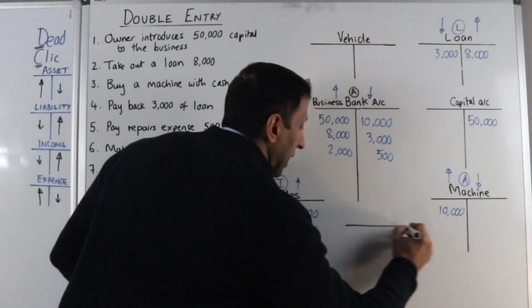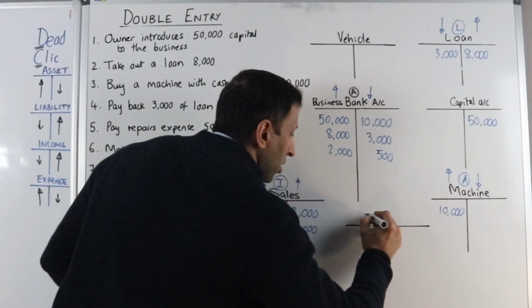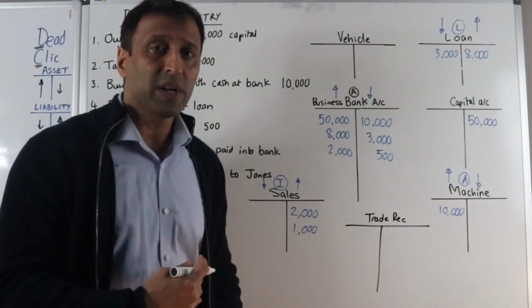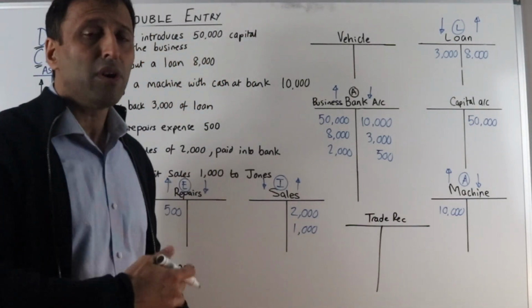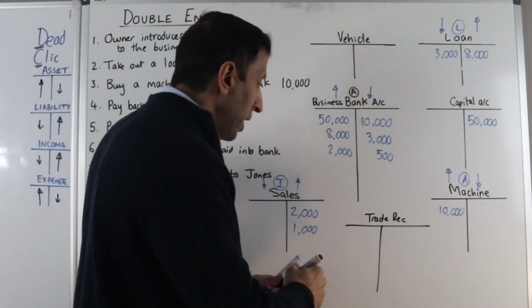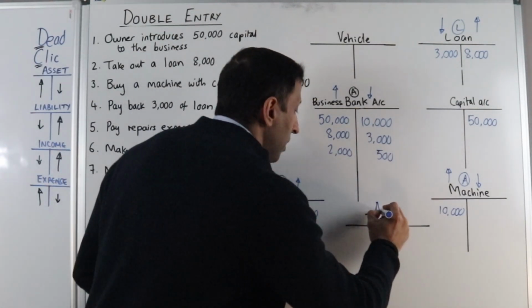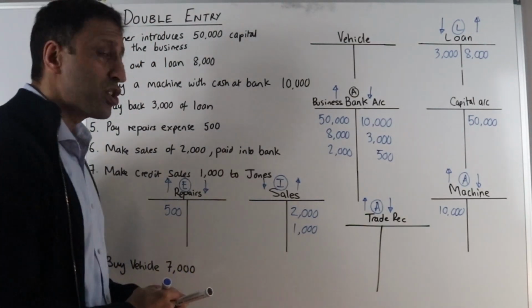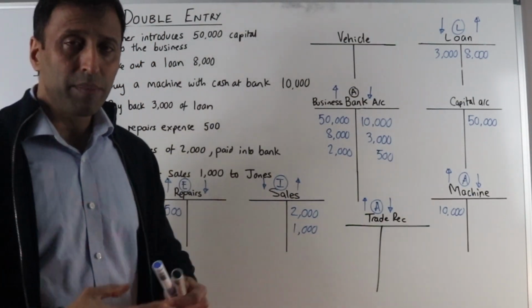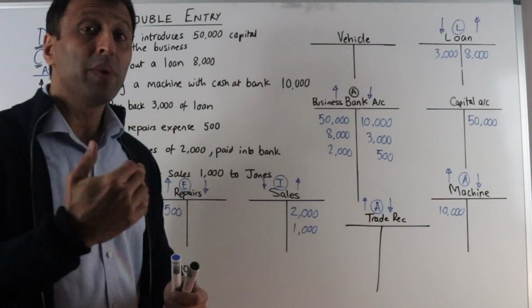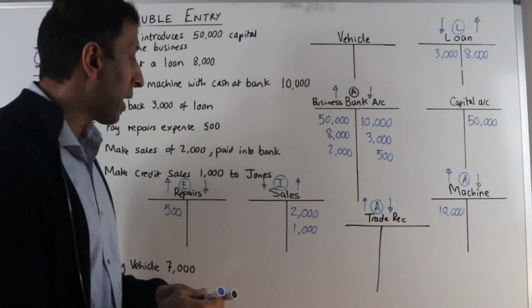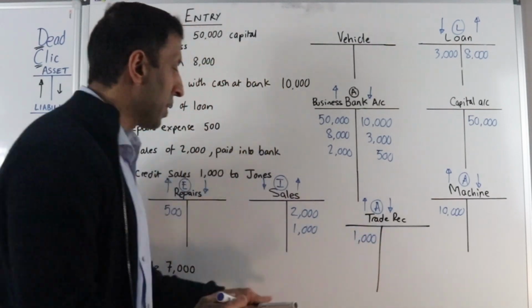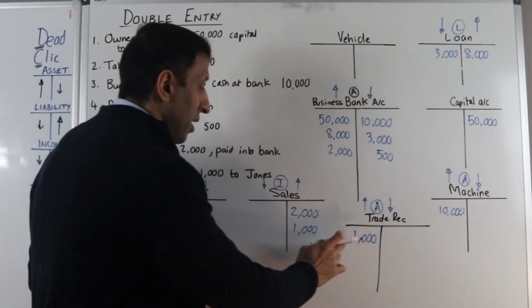Okay, so I need to create an account for trade receivables. So trade receivable is essentially someone who owes us money because they've taken goods from us and not paid at that time. And a trade receivable is an asset. And assets work like this. So we have just increased our asset. We have now more people owing us money than we did prior to this transaction taking place. So the asset increasing is on the debit side. So we now have another debit and a credit.